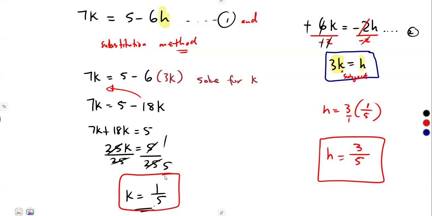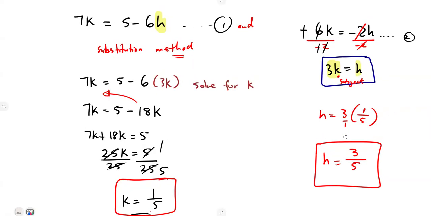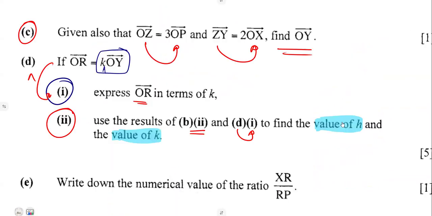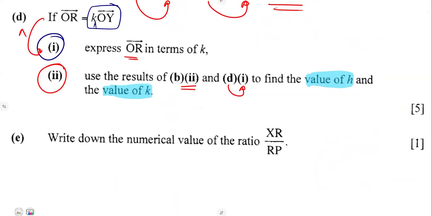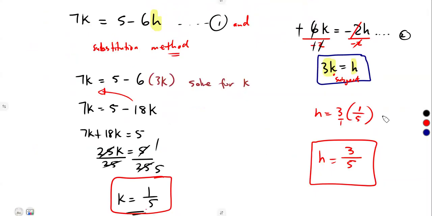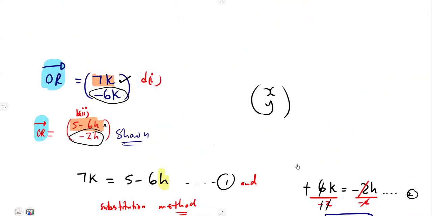So like I said, guys, you can use any way to solve those two equations in the manner that you understand. All right, then that was it. Then here, let us have this part. Then part E, write down the numerical value of this ratio XR over RP. All right, XR over RP.